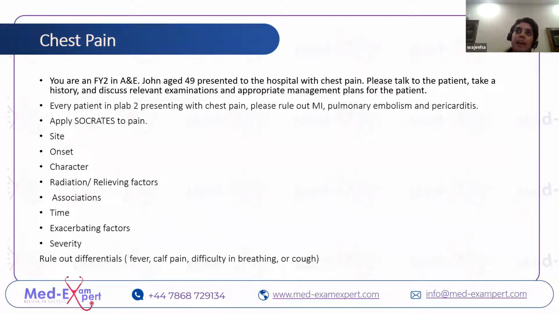What do the students do? Another mistake in this station, right? Okay, I want to rule out COVID-19 pneumonia. Okay, do you have fever? Do you have sweating? And does the pain get better on anything?